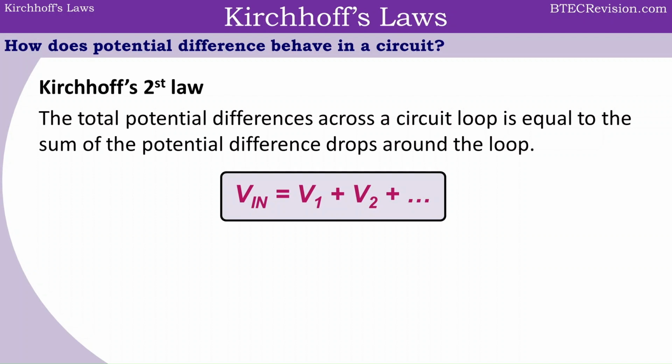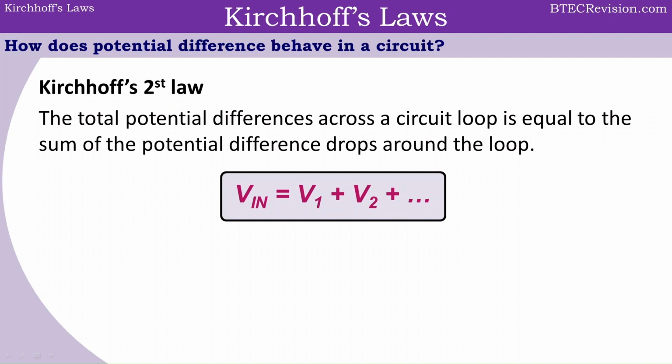How does potential difference behave in a circuit? This is given by Kirchhoff's second law, which states that the total potential difference across the circuit loop is equal to the sum of the potential differences dropped around the loop. This can be given by the equation V in, which stands for voltage going into the circuit, is equal to V1, which is the voltage across one component, plus V2, the voltage across the second component, plus so on until you reach the final voltage.